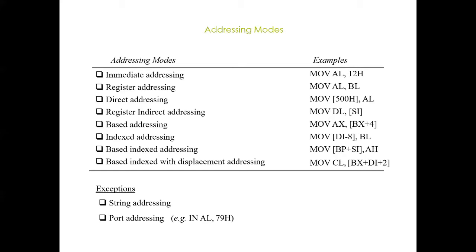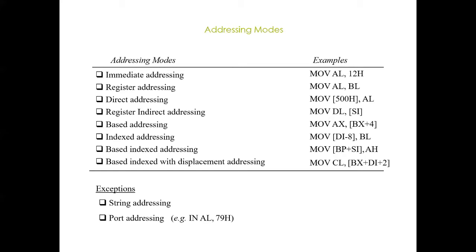Next is based indexed addressing mode. The operand's offset is the sum of the content of a base register BX or BP and an index register SI or DI. Offset is equal to BX or BP plus SI or DI. BX is used as a base register for data segment and BP is used as a base register for stack segment. Examples are MOV [BP plus SI], AH. ADD AX, [BX plus SI] and MOV CX, [BX plus SI].